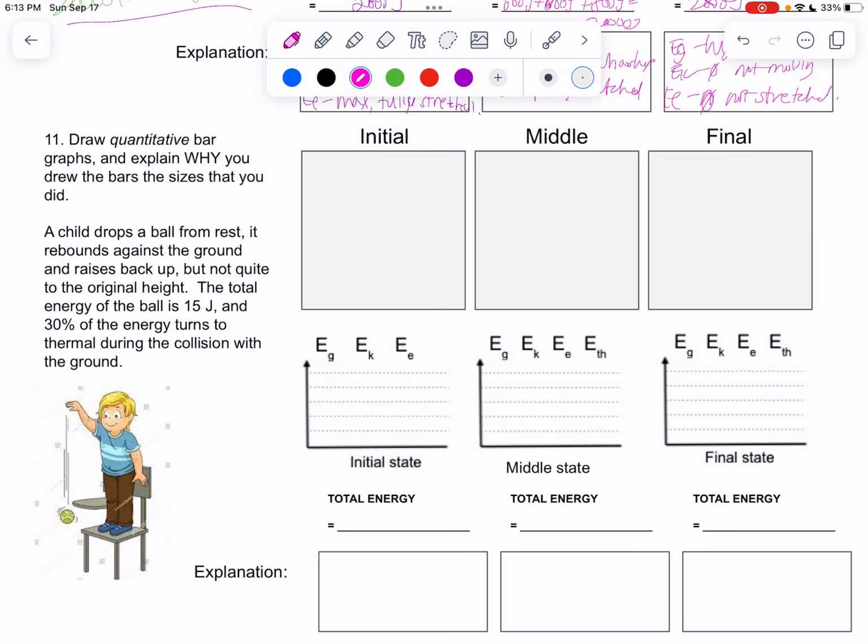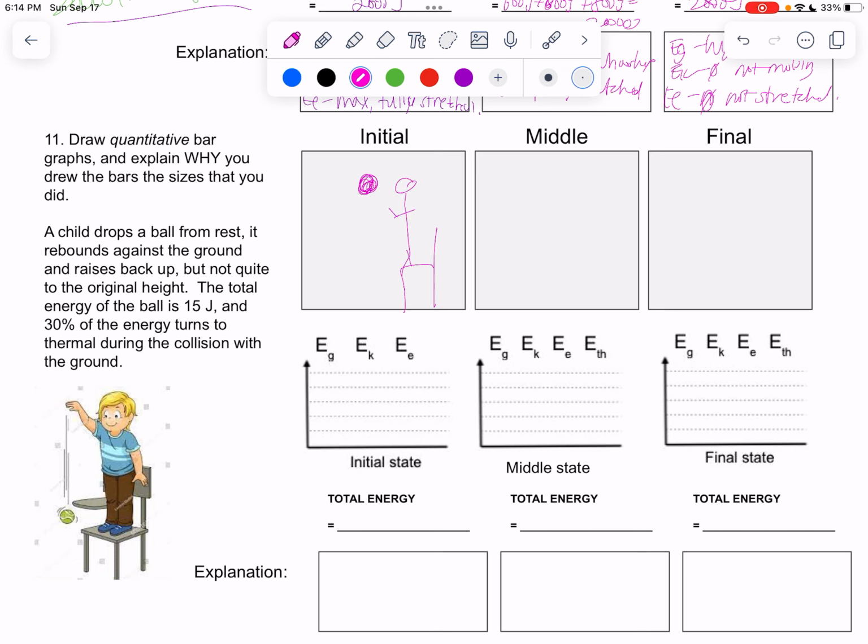Okay, last one. Draw quantitative bar graphs and explain why you drew the bar sizes that you did. A child drops a ball from rest. It rebounds against the ground and raises back up, but not quite to the original height. The total energy of the ball is 15 joules, and 30% of the energy turns to thermal during the collision with the ground. Okay, so here goes the kid on the chair, and the ball.